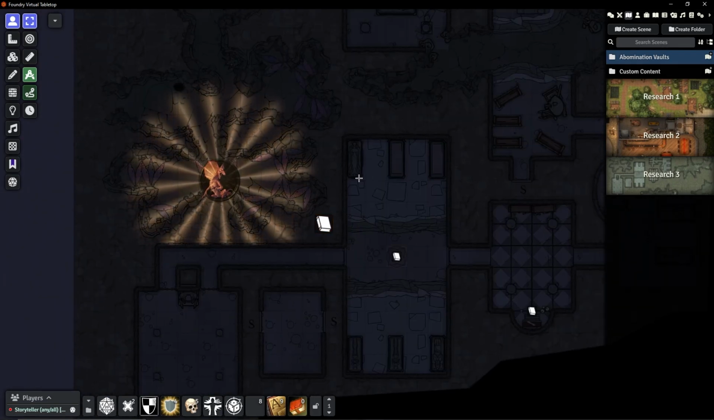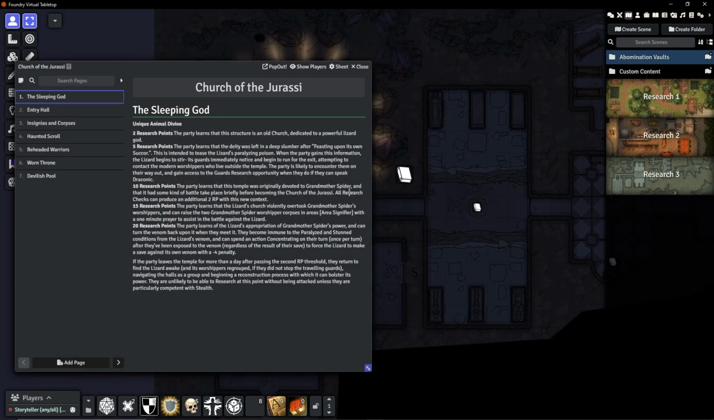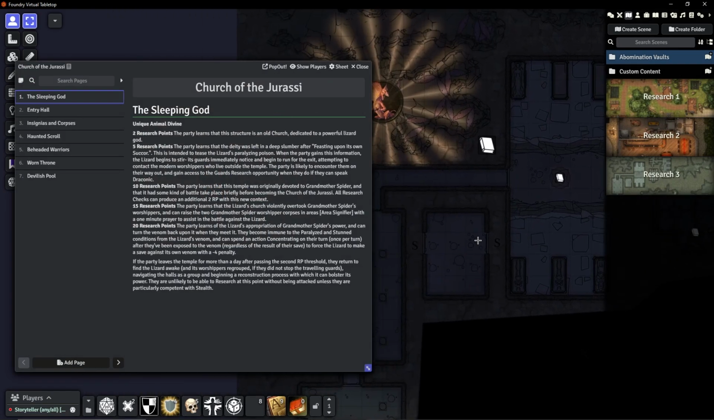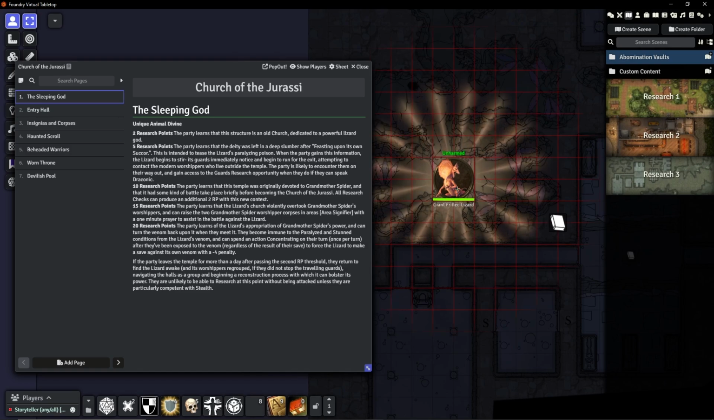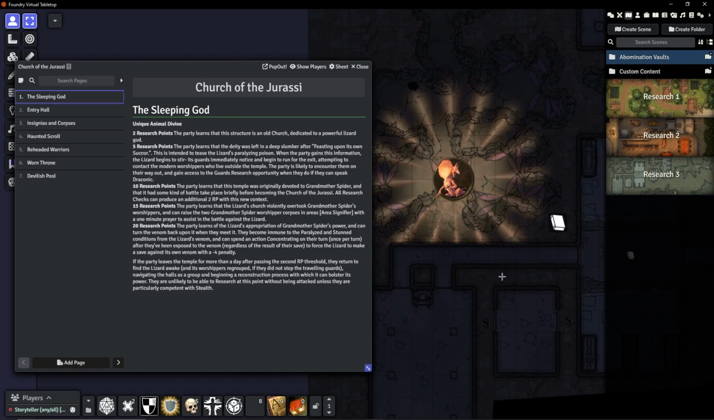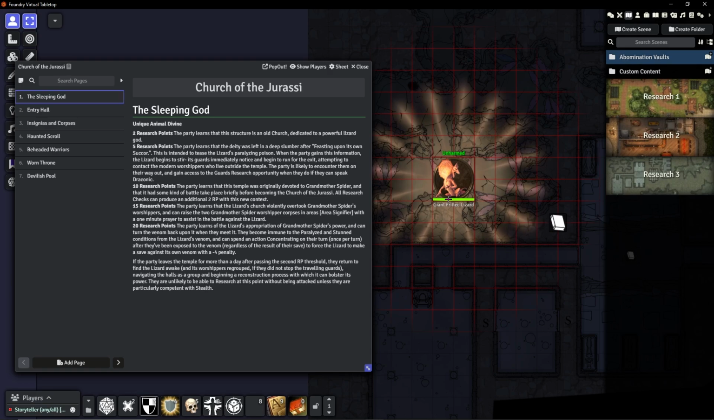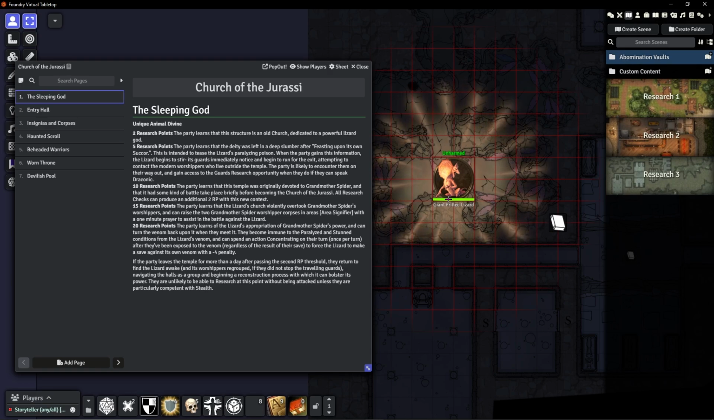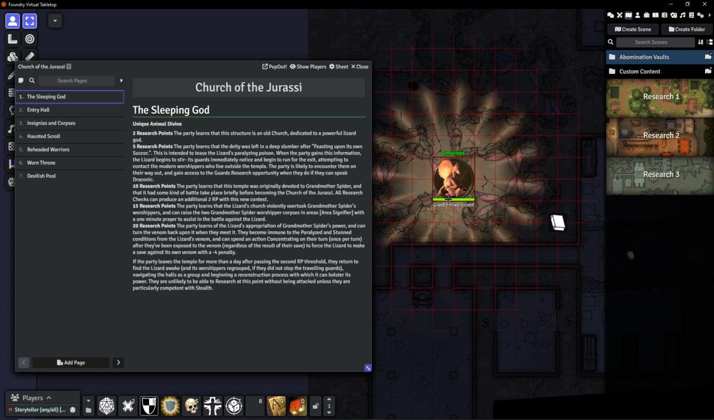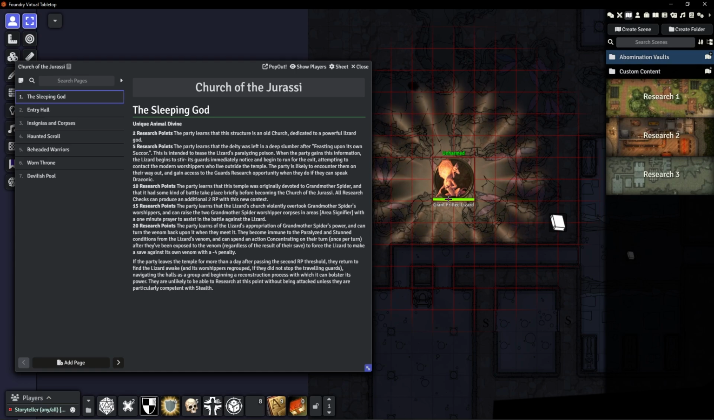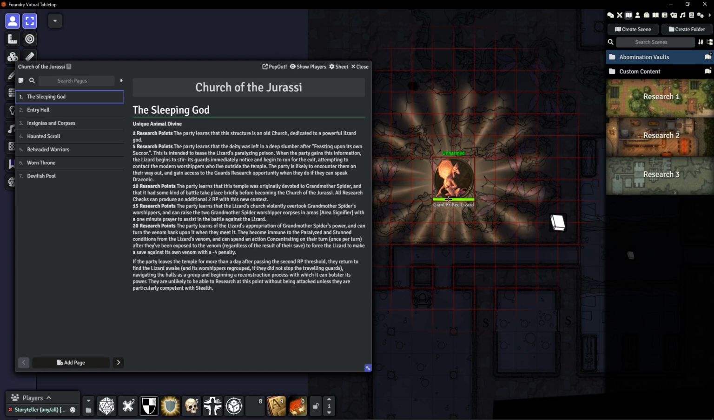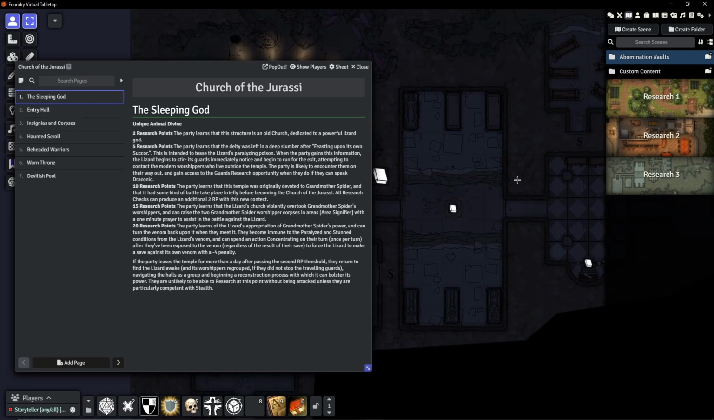This library is called the Church of the Jurassi, and the challenge here is the Sleeping God, this lizard that I've placed over here. The lizard is a currently slumbering extreme threat enemy for them with paralyzing venom. And the church is inhabited by several of its followers currently guarding it.